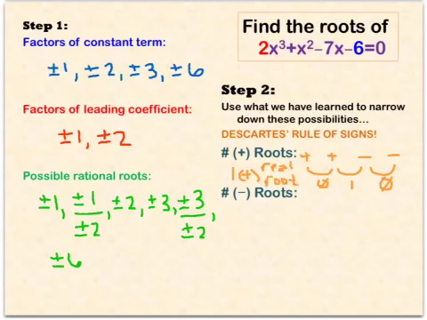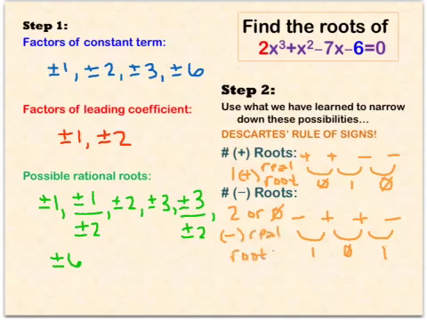Let's look at the negative sign changes. Well, this is going to change to minus. This will stay the same. This will change to plus, and this will stay the same. So that's 1, 2 sign changes. So that means I have 2 or 0 negative real roots.